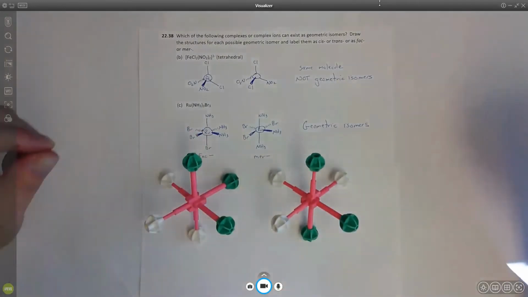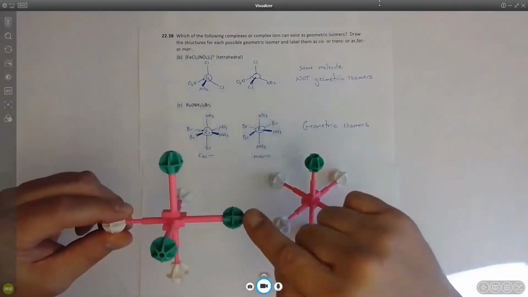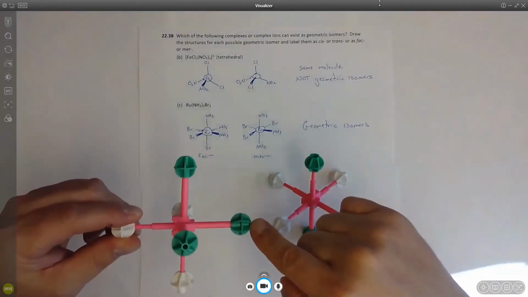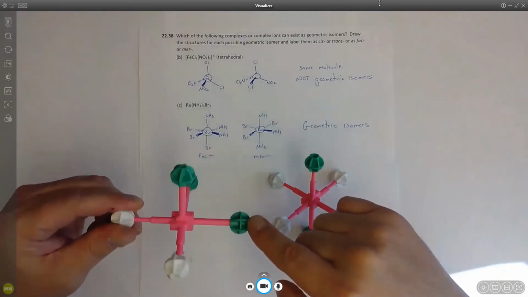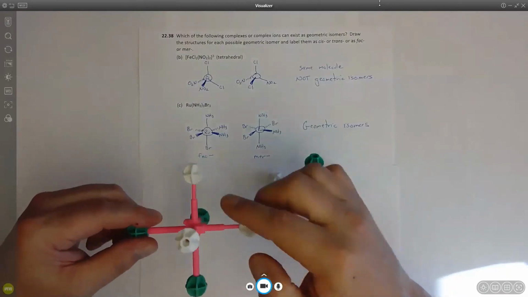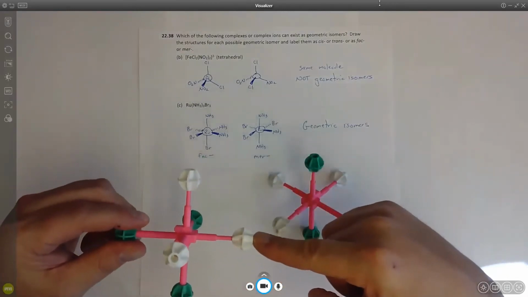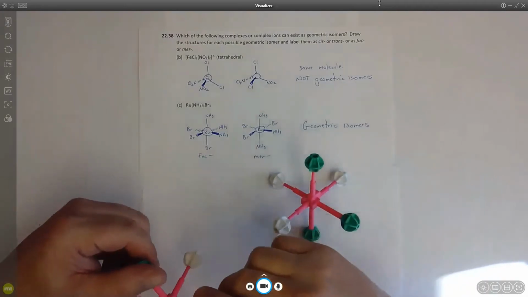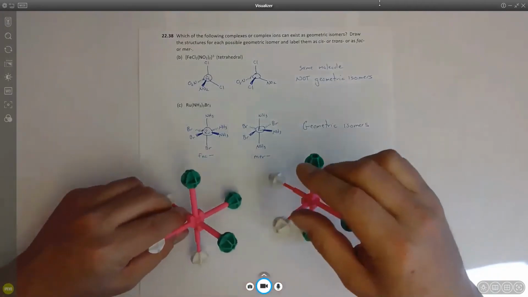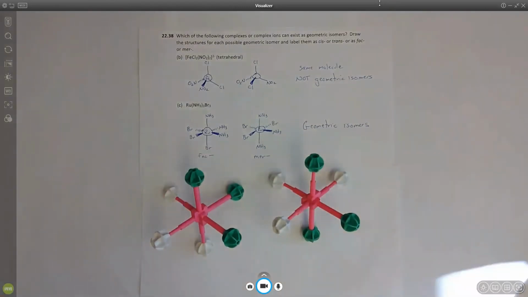And then in the case of the FAC, if we look at it, here's the two ammonia, but we can see the third ammonia is in a different plane, right? And we can see the same thing is true for the bromide. We can see that these two are in the same plane, but this is outside that plane. So it's two different planes. So that's how we have the FAC and MER isomers. And these are, again, geometric isomers. There's no mirror image of the two.